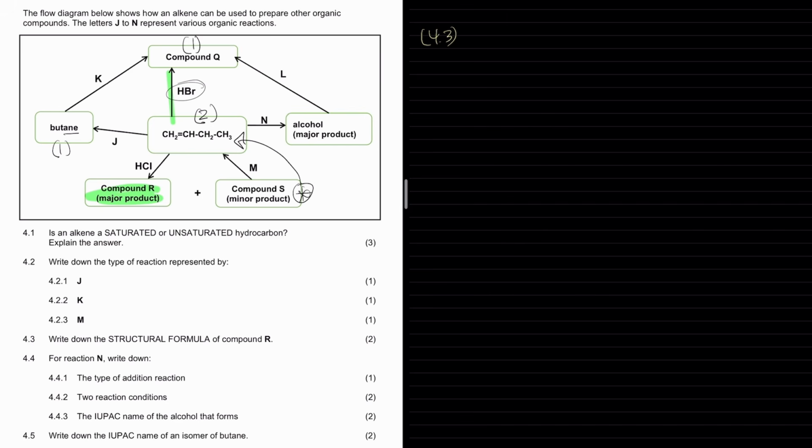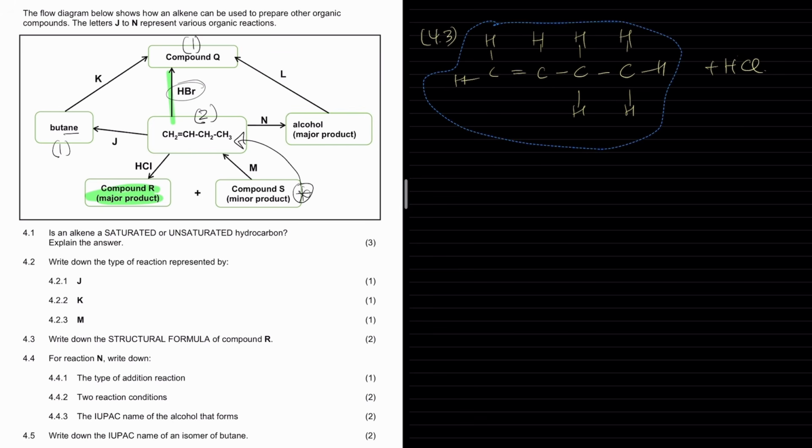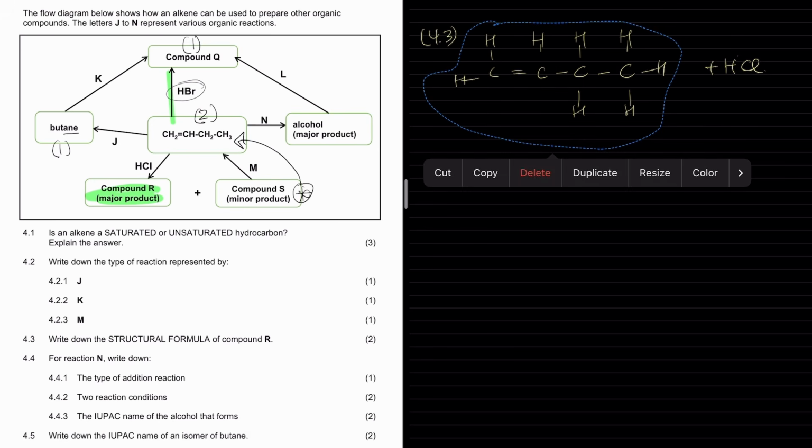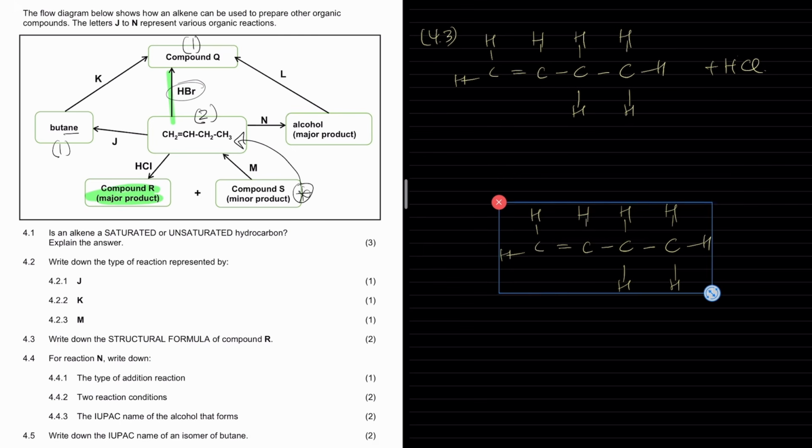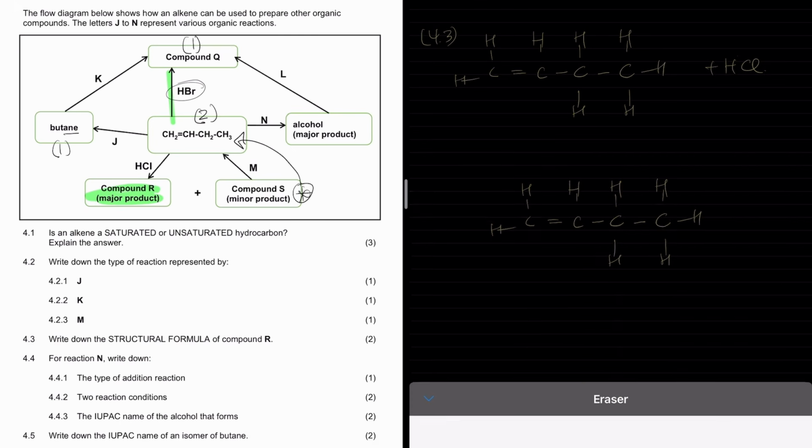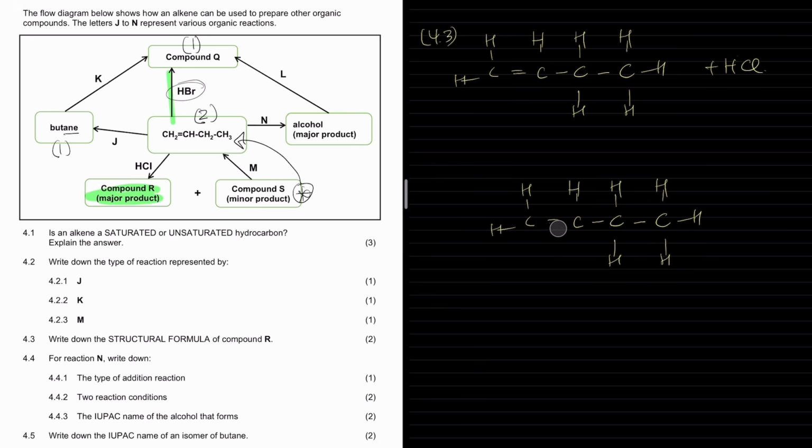Okay, so what's happening? We have our alkene. Let's draw our alkene. So CH2, the double bond, CH, then we have CH2, then we have CH3. And we are adding HCl. So two things will happen here. The double bond will break. So when this double bond breaks, just let me copy this and paste. So first thing is that the double bond is going to break.